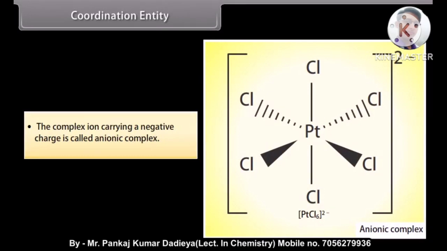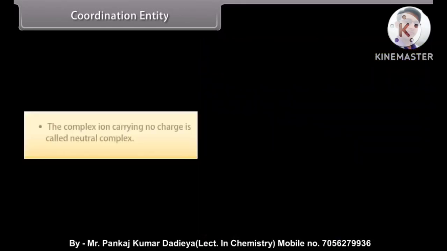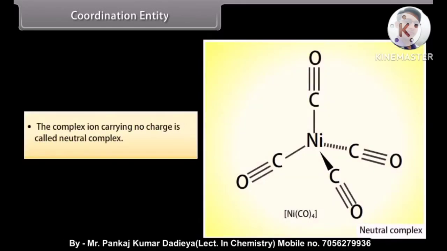The complex ion carrying a negative charge is called anionic complex. For example, [PtCl6]2-. The complex ion carrying no charge is called neutral complex. For example, Ni(CO)4.